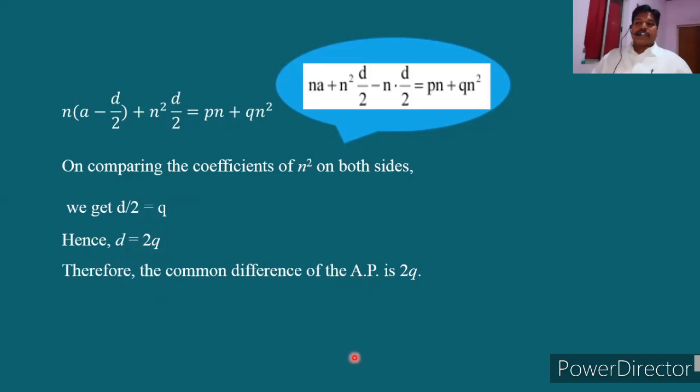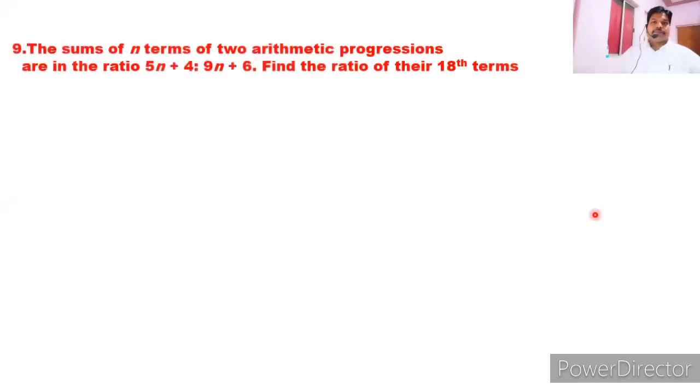Did you understand, students? See the question once again and you can understand. See the next question, question number 9. What is question number 9? The sums of n terms of two arithmetic progressions are in the ratio 5n plus 4 is to 9n plus 6.